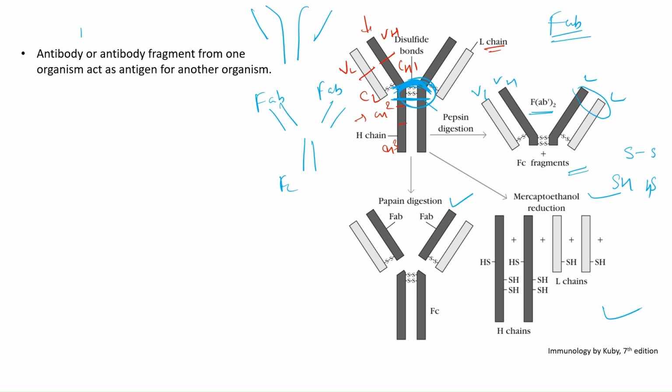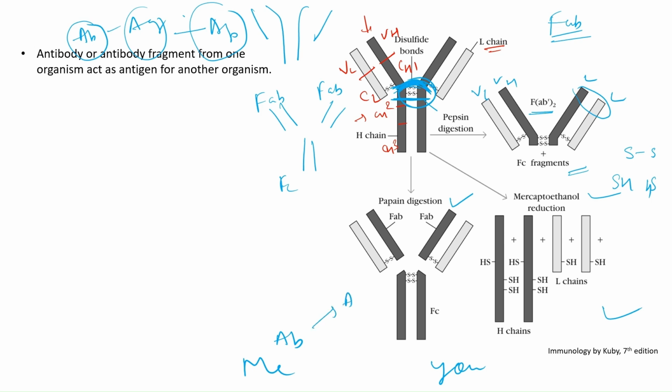Now antibody fights with antigen, but the antibody present in my body works as an antigen for the antibody present in your body. So this is me and this is you. The antibody present in my body will fight with the antigens, but because this is the antibody of my body, the same antibody will work as an antigen for your body.